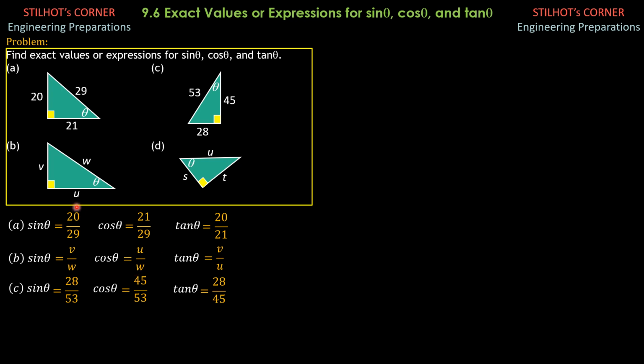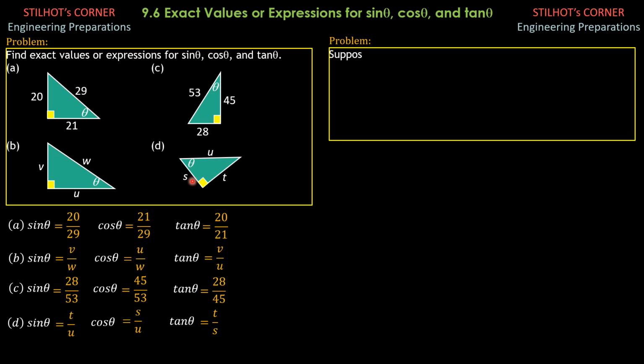For triangle D, sine theta, opposite of theta is T, hypotenuse is U. Then cosine theta, adjacent side is S, hypotenuse is U, S over U. And for tangent theta, opposite T, adjacent side is S, T over S.